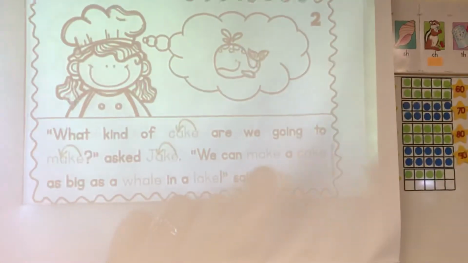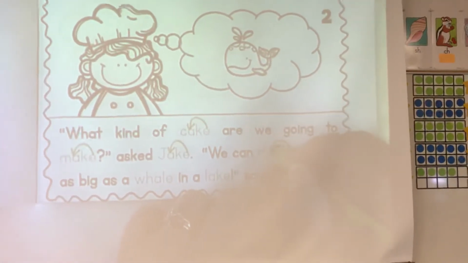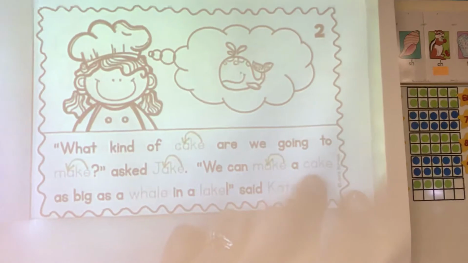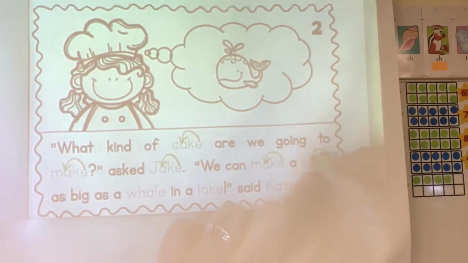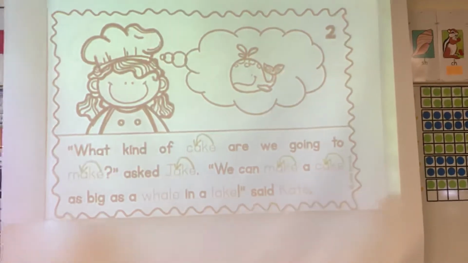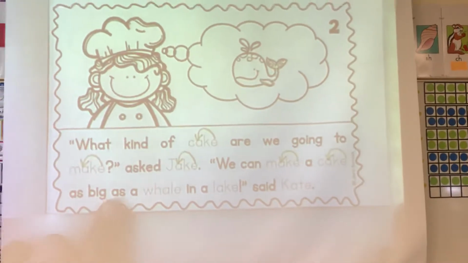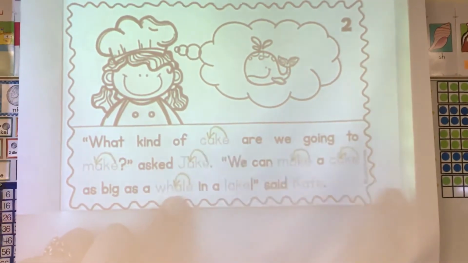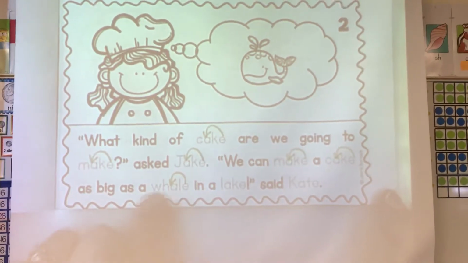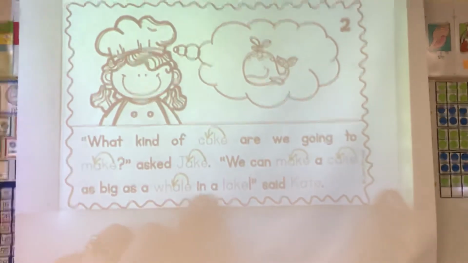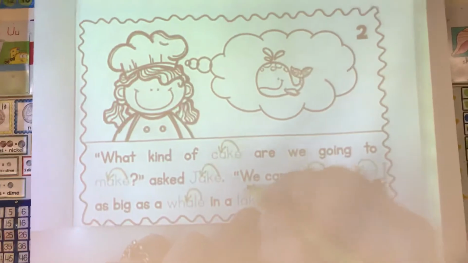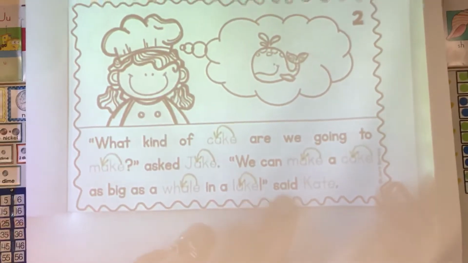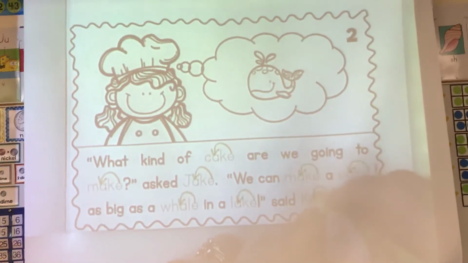We can. Draw an arrow. Make. A. Draw an arrow. Cake. As big as a... Draw an arrow. Whale. In a... Draw an arrow. Lake. Lake, said Kate.